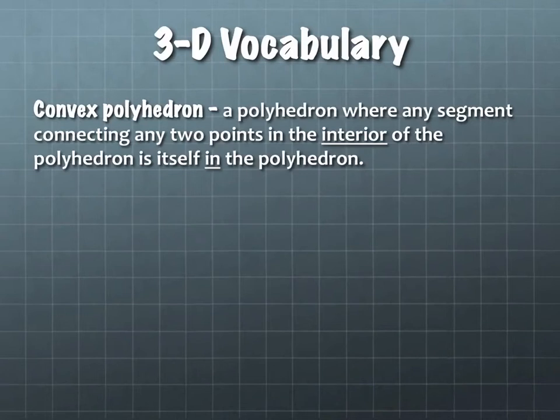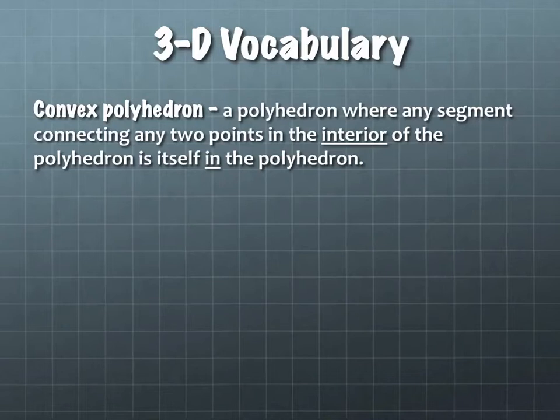All right, another type or description for a polygon: convex. A convex polyhedron, man, I can't speak, I'm so sorry. A convex polyhedron is a polyhedron where any segment connecting 2 points in the interior of the polyhedron is itself in the polyhedron. This is the analog to what it looks like for a convex polygon. If I can draw a line segment between 2 points and it goes outside of my shape, then it's not convex.